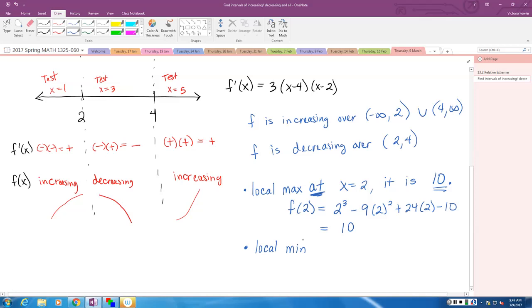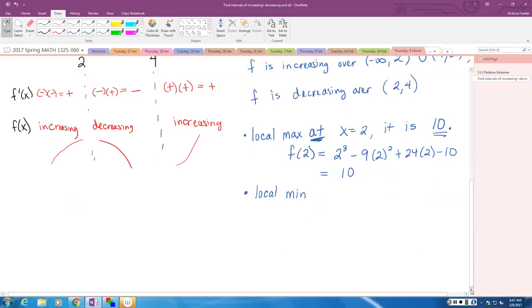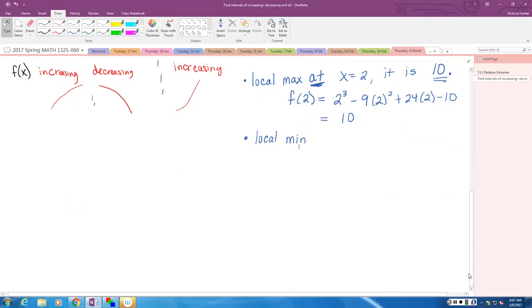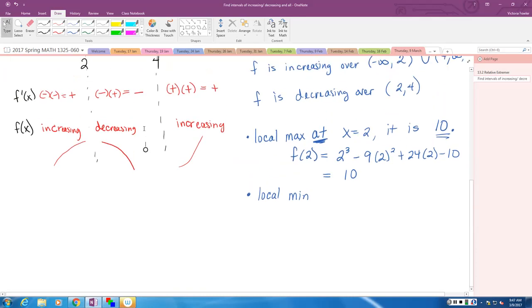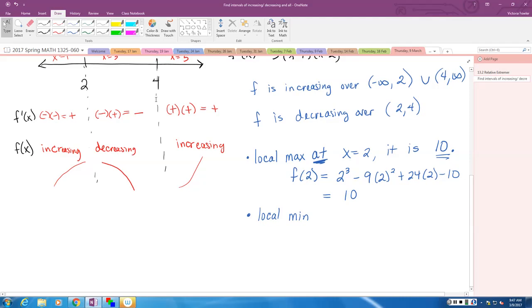Does that make sense? And remember, all of this is to determine what's going on. We're analyzing the function using the first derivative test. So we're analyzing the original function. Now let's do the local min. You guys are probably a step ahead of me even with this. It's a local min at where? Yeah, we had that we were decreasing and then increasing, so that would be where our local min is. It's at x equals 4, and it is, I'm going to find what f of 4 is, right?